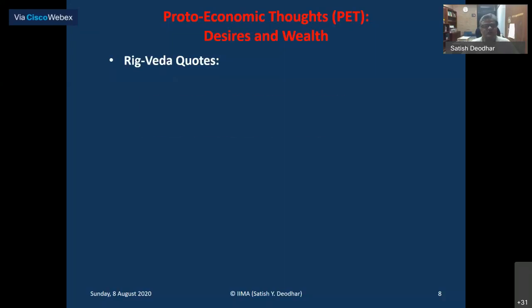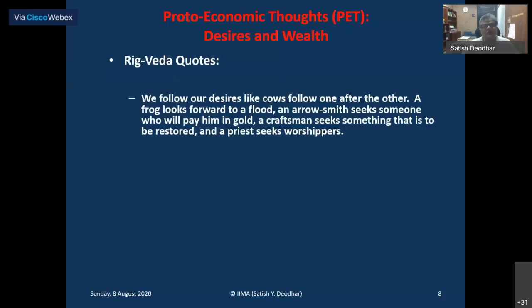In Rigveda, there is a quote: we follow our desires like cows follow one after the other. A frog looks forward to a flood. An arrowsmith seeks someone who will pay him in gold. A craftsman seeks something that is to be restored. And look at the last witty comment: a priest seeks wealth.